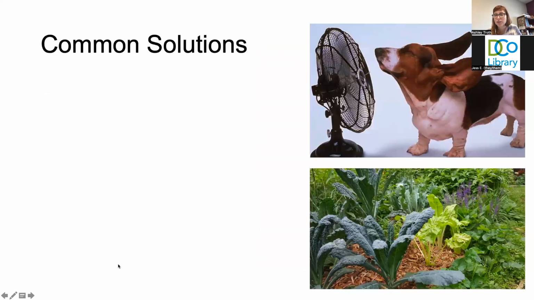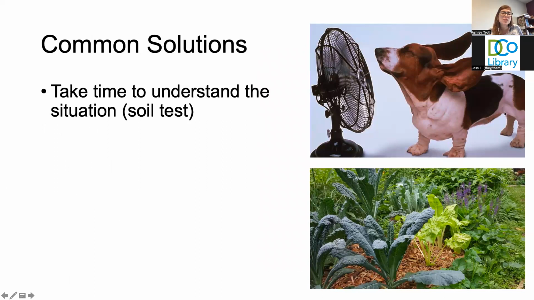Some of the common solutions that you're going to run into. I love this. Sorry, you'll see why. First, take time to understand the situation. Do a soil test. Make sure it's not just a nutrient problem, right, that's causing all that yellowing.